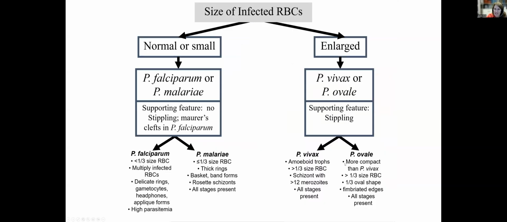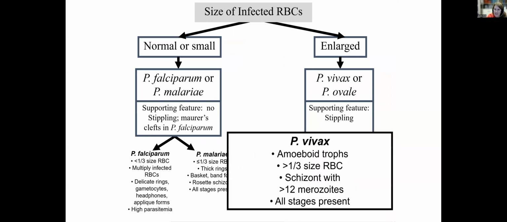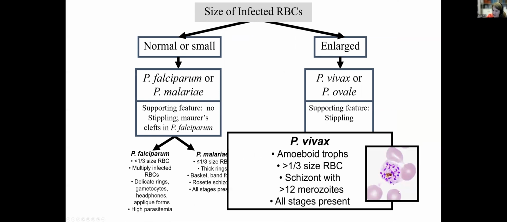Okay, let's move on to the other side of the algorithm, Plasmodium vivax. Plasmodium vivax is known for its amoeboid trophozoites. It's larger. The infected red cells are large, and it is larger. It is greater than a third of the size of the red blood cell. The schizont has a lot of merozoites, greater than 12, up to 24.